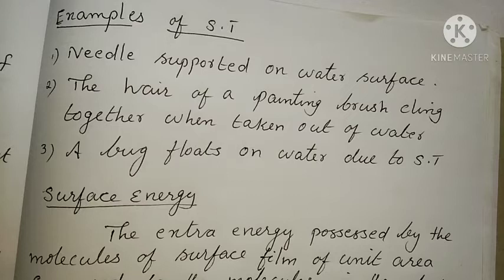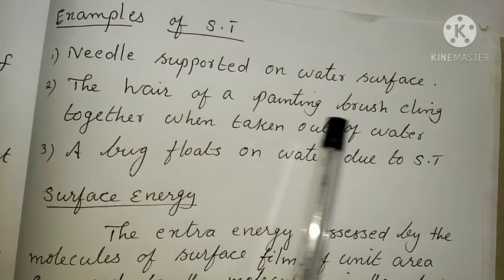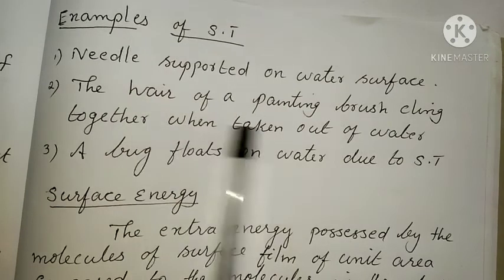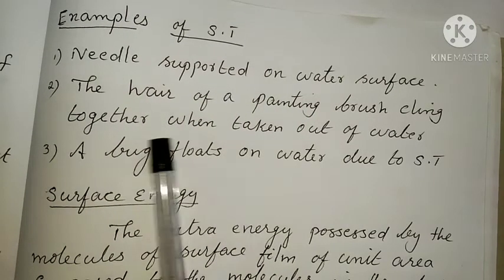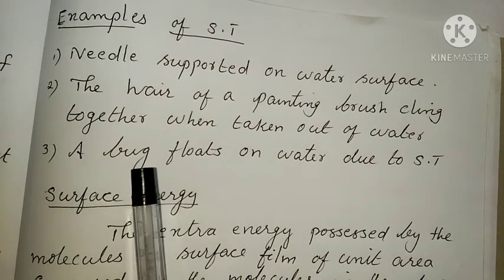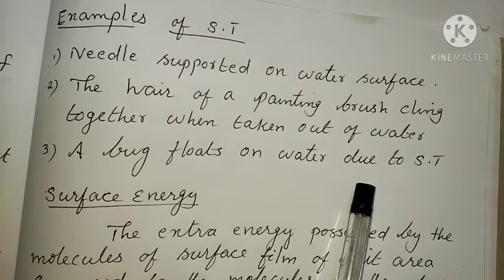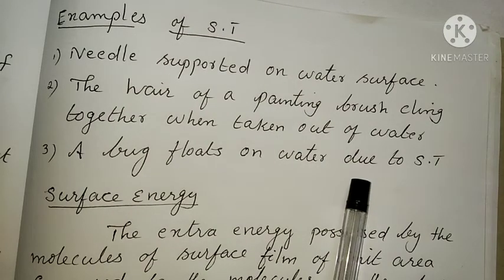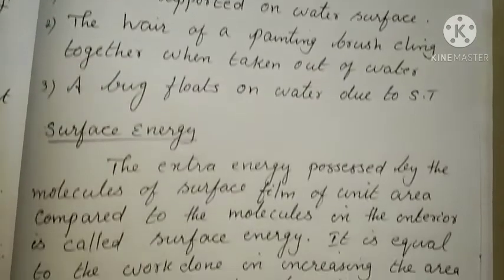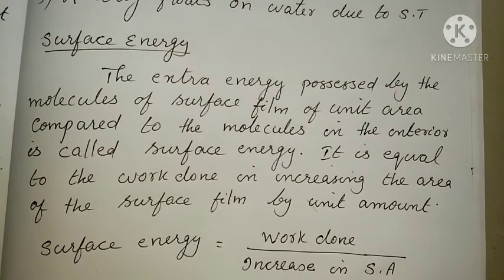Okay. Now we can see some examples of surface tension. A needle supported on the water surface, the hair of a paintbrush clinging together when taken out of the water, and a bug floating on the water surface. All these are due to surface tension.